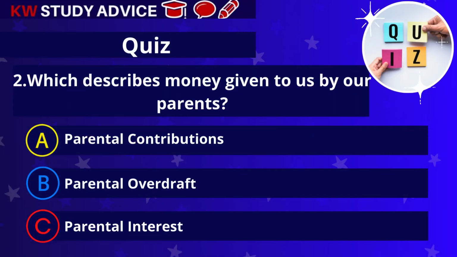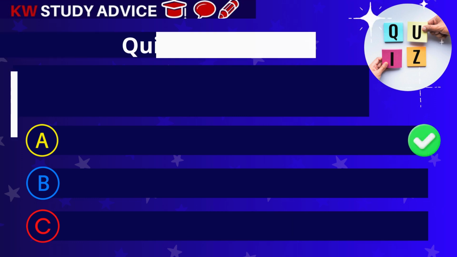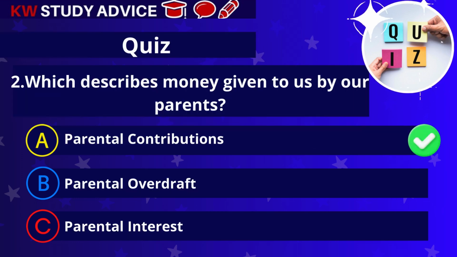Question 2. Which describes money given to us by our parents? Would it be A, parental contributions, B, parental overdraft, or C, parental interest? And the correct answer is A, parental contributions.